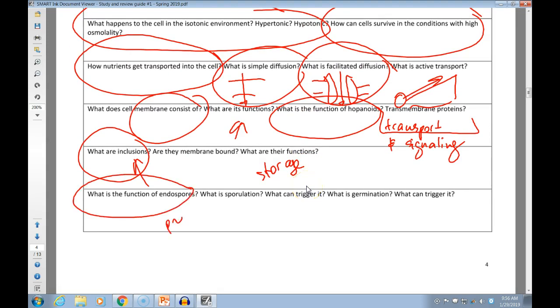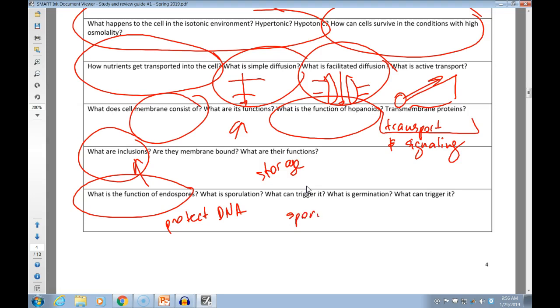Endospores protect DNA. Now understand, you have to know what triggers sporulation and germination. So if I tell you dry, no nutrients, you tell me that will stimulate sporulation. Wet, a lot of nutrients, will go back to germination.